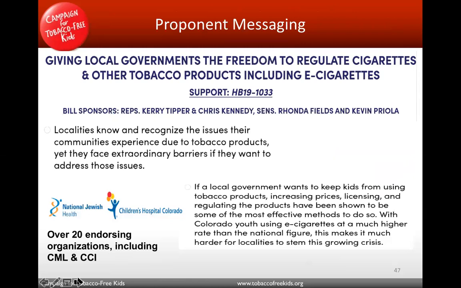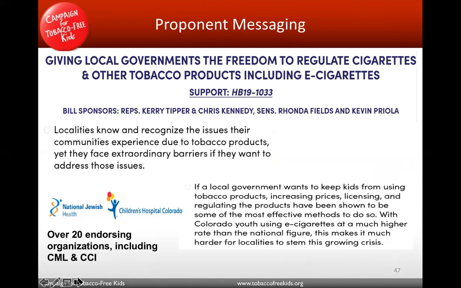Our leading points were really around the organizations that supported, names they knew and trusted, most notably CML, Colorado Municipal League, and CCI, Colorado Counties Incorporated, 2 very influential organizations at the Capitol who had a very vested interest in this. Our leading message, what I'll share with you, is that our message with legislators was that our local communities know their communities best. And at a time when vaping use is an epidemic across our state, we should not be limiting authority, but if anything, we should be expanding it.